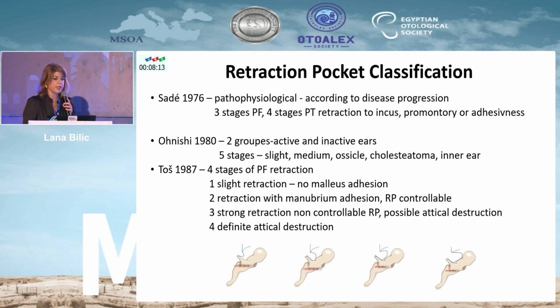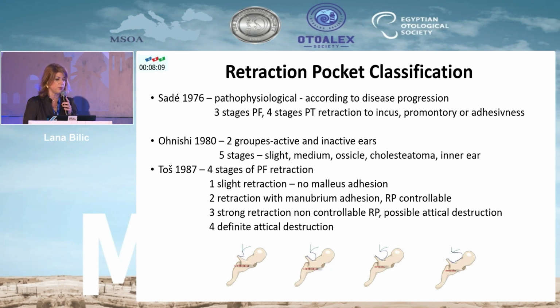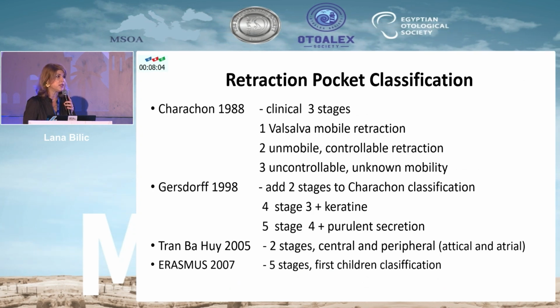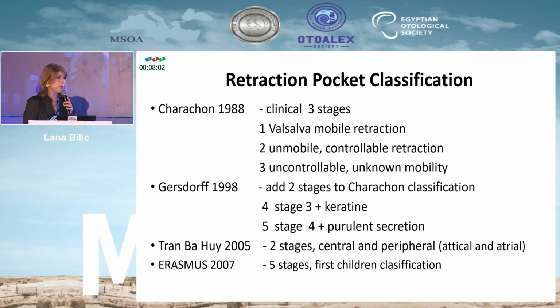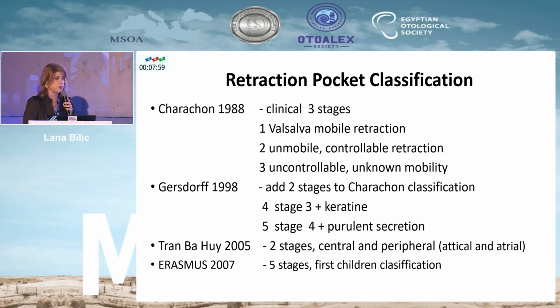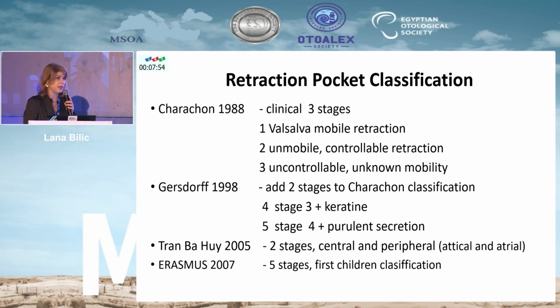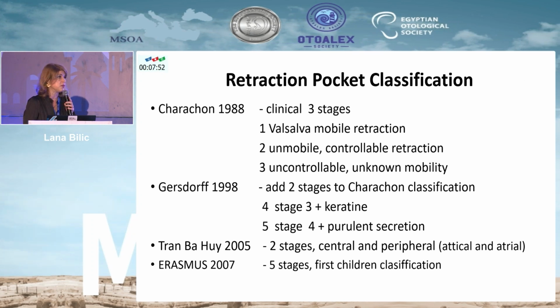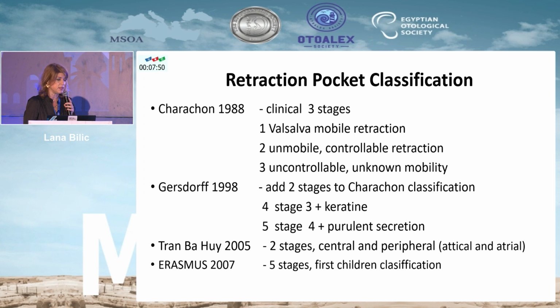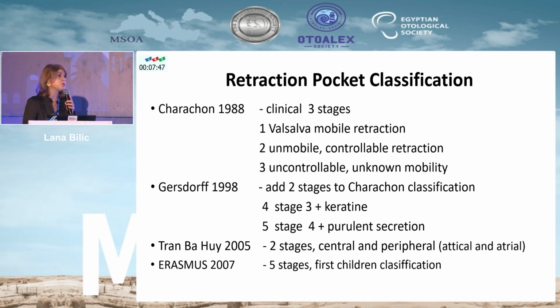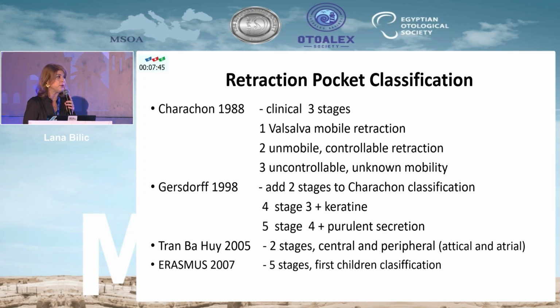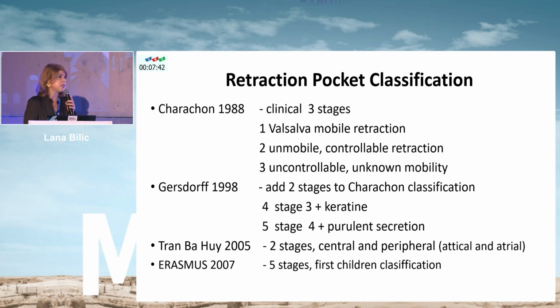Also, we know that there are so many classifications. First one was by Sade, then it was Onishi. As we already heard, Professor Tos, he was famous for his pars flaccida retraction classification. Then Professor Charachon, in my opinion, very, very valuable classification because it was first clinical classification. And also my mentor and my great Professor Tramier in 2005 made the most important Erasmus classification for children because it was the first classification for the children. And it had 5 stages, and 5th stage was actually cholesteatoma.